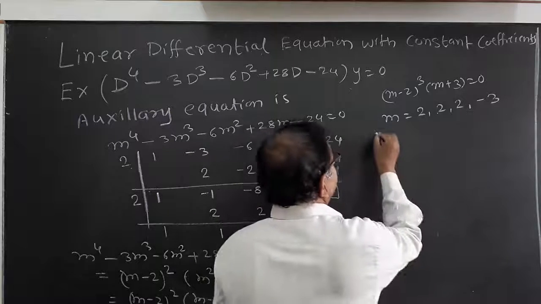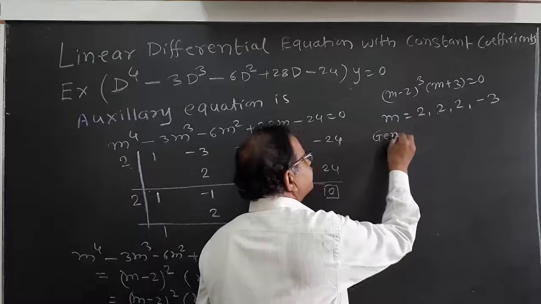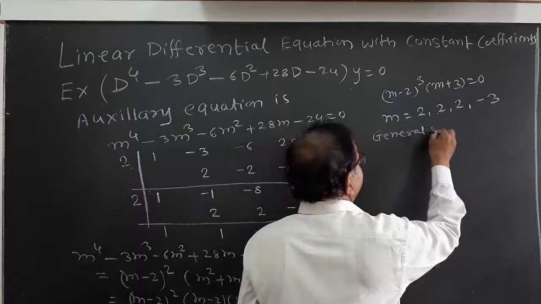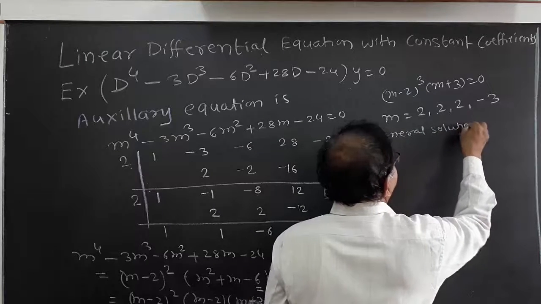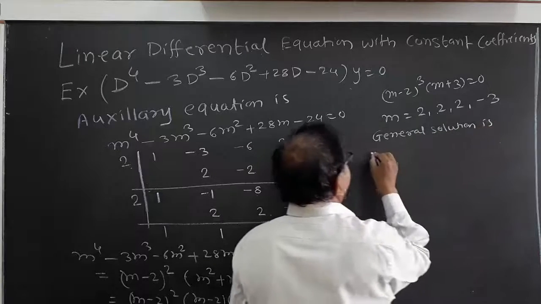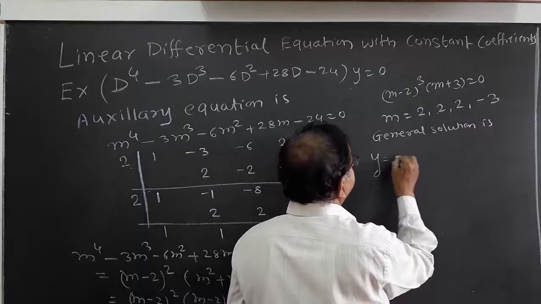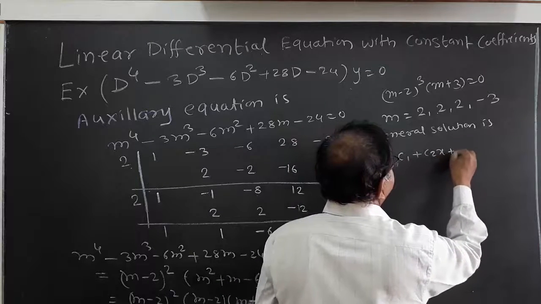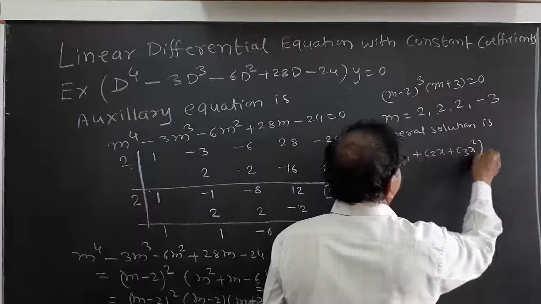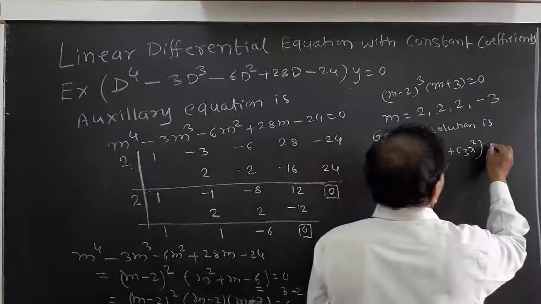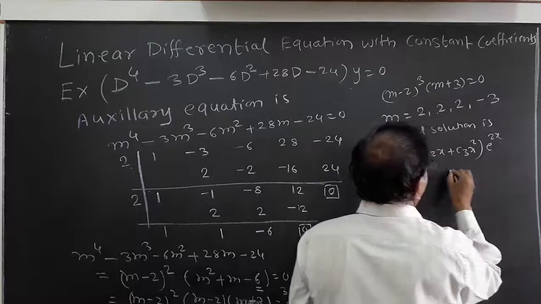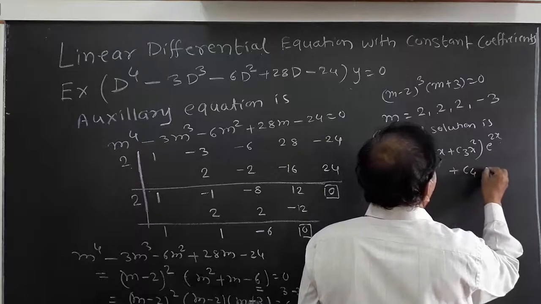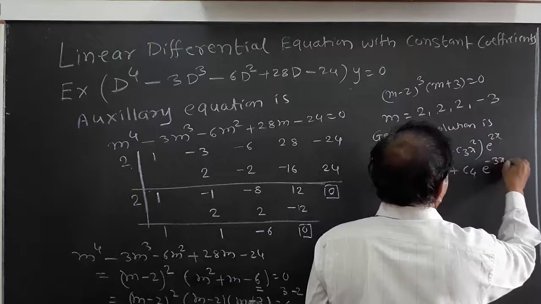Therefore, the general solution of the differential equation is y equal to C1 plus C2x plus C3x square into e raised to 2x plus C4 e raised to minus 3x.